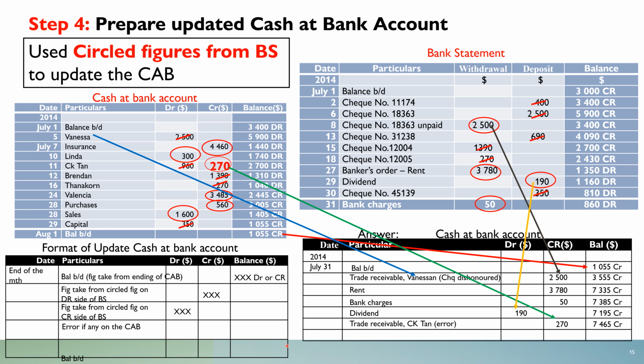Once I've done that, the last step is to find the balance, to record down the balance. The balance will be on the first day of next month. July 31st, the next day will be August 1st, and I find the running balance. So according to here, bring down the running balance. This is 7,465. So this is the updated figure for the cash at bank account.